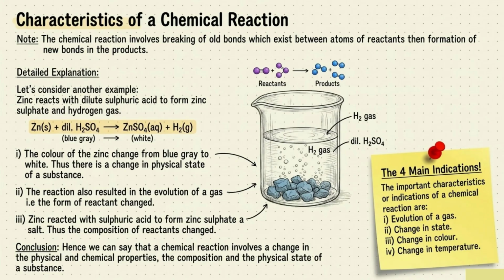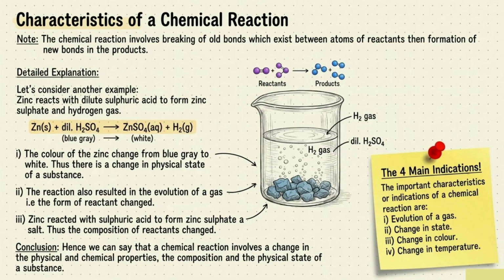The chemical equation for this setup is Zn solid plus dilute H2SO4, then an arrow pointing right to yield ZnSO4 aqueous plus H2 gas. Let's break down the clues from that beaker. First, we would see the color of the zinc change from a blue-gray to white as it becomes zinc sulfate. Second, we see bubbles. The reaction results in the evolution of a gas, specifically hydrogen gas, floating up.